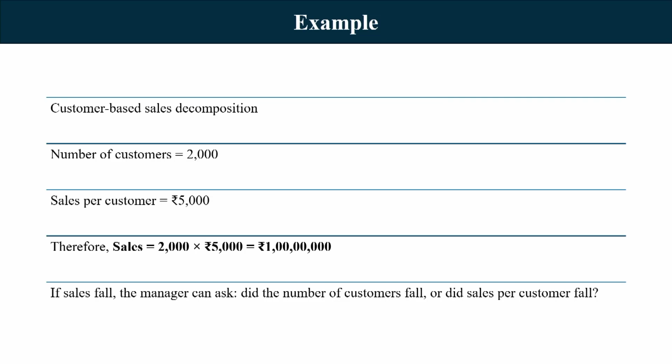Number of customers is 2000, and sales per customer, the average sales per customer, is 5000. Therefore, the total sales will be 2000 multiplied by 5000, that is 1 crore. So, if sales fall, the manager can ask: did the number of customers fall or did the sales per customer fall? Similarly, the same value of 1 crore can be arrived at from the dimension of salespeople. How many salespeople are there and what is their average sales in a given period of time, you are going to get exactly the same 1 crore value.